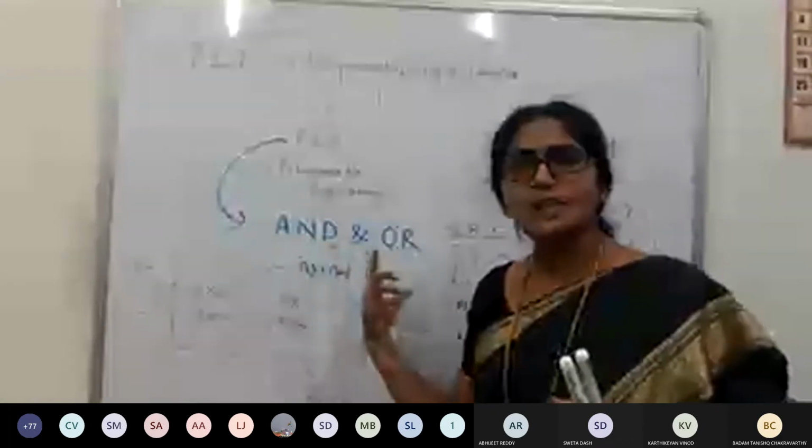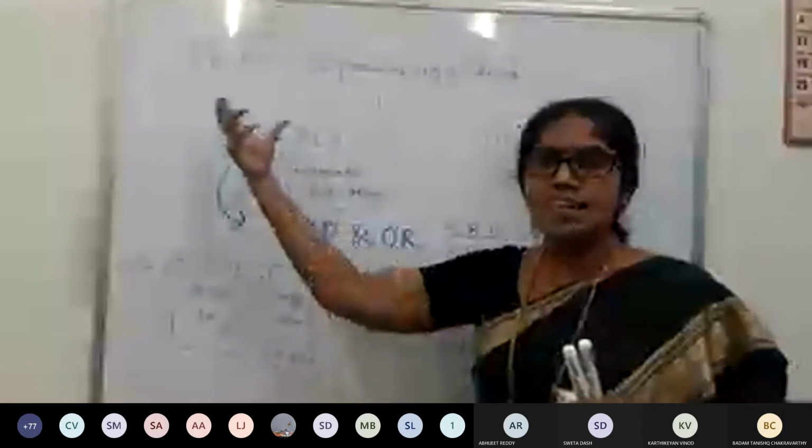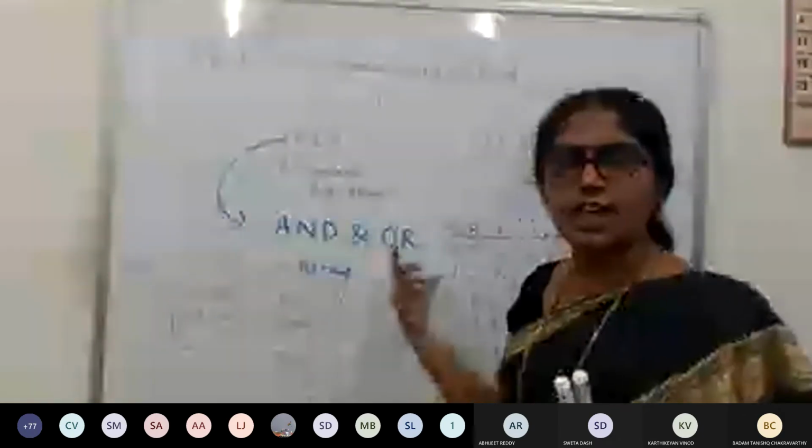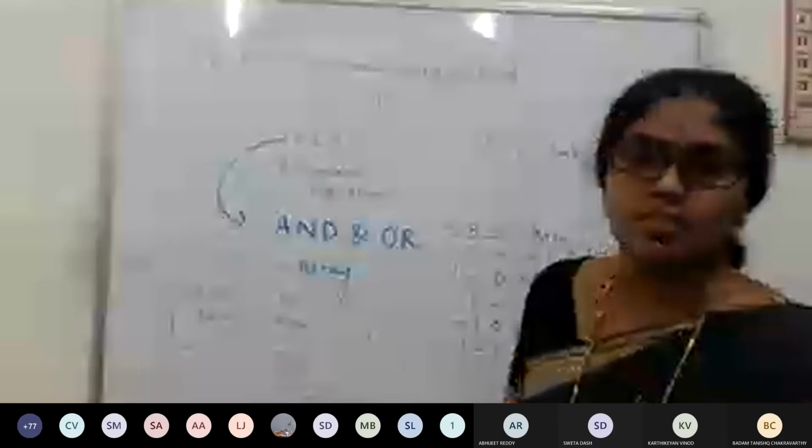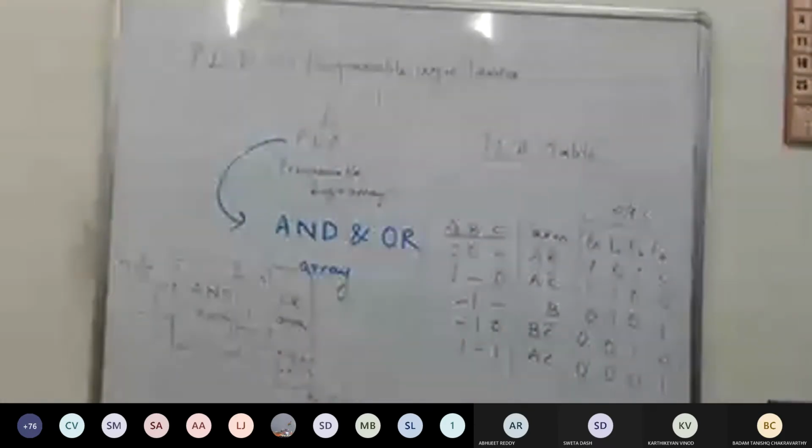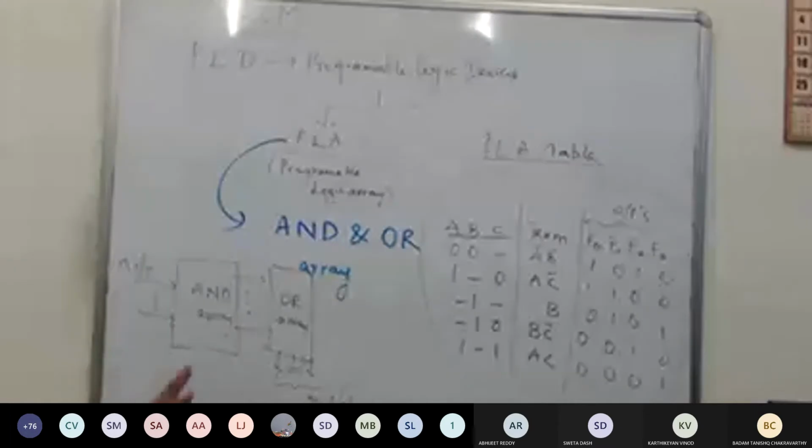Problem is done. PLA is prepared already. PLA is actually analyzed from the circuit. A table is prepared and these are the outputs. That's all. Done. You have programmed it. Is that okay? Is that easy or not?